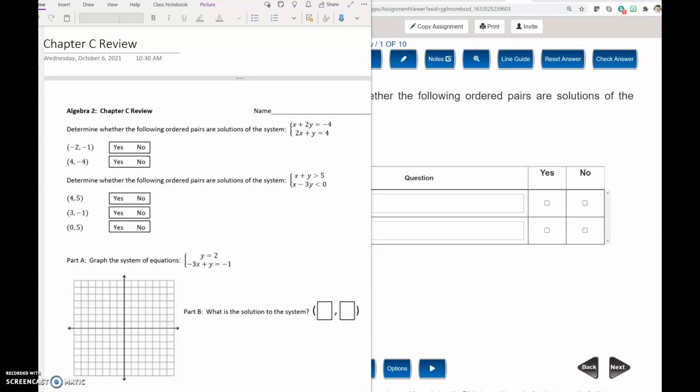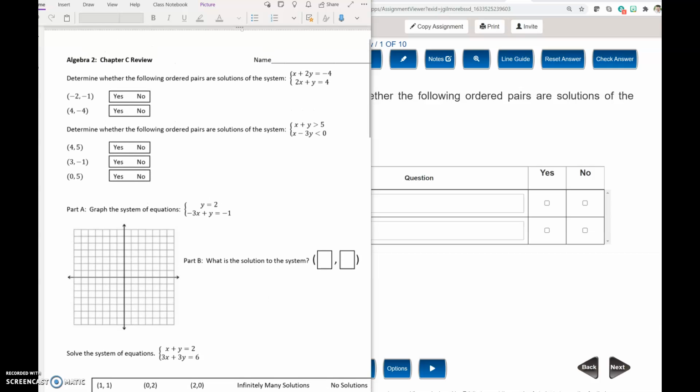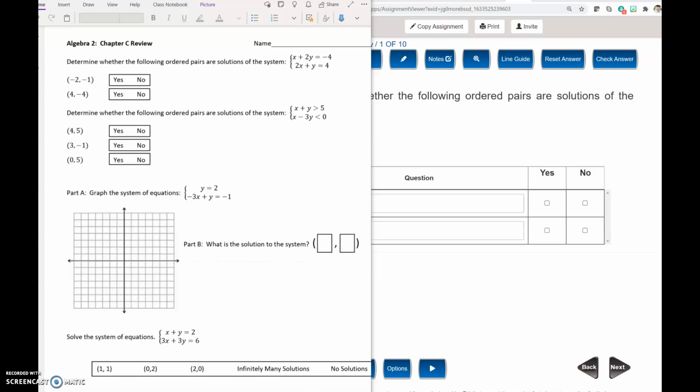Okay, in this video, I'm going to go through every question on the review. If you are also doing the review on EdSite, I'm also going to show you how to enter some of those answers in EdSite. So this first problem, determine whether the following ordered pairs are solutions. Remember that when you have an ordered pair, your ordered pair is an x and a y.